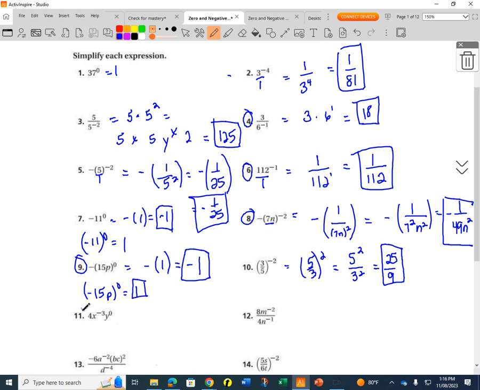Right, so number 11, we have to do in chunks. We have a negative exponent and we have a 0 exponent. So let's look, what is being raised to the 0 power in number 11? Y, only y's, right? So I'm going to scratch that out and replace it with a 1, because y to the 0 power is 1. Remember, all these are factors. This is 4 times x to the negative 3rd power times 1. That's what that says. Does that make sense to everyone?